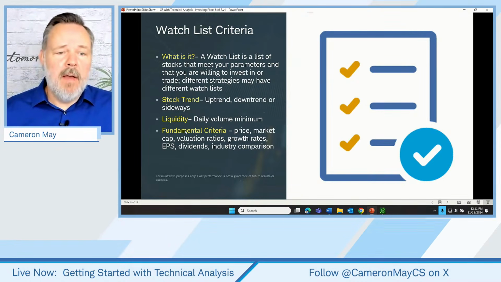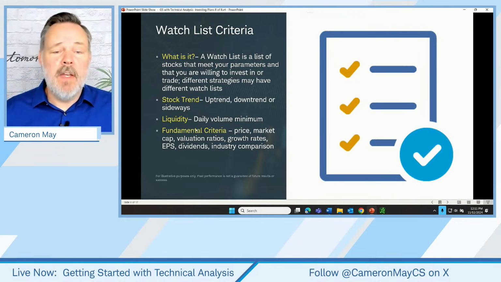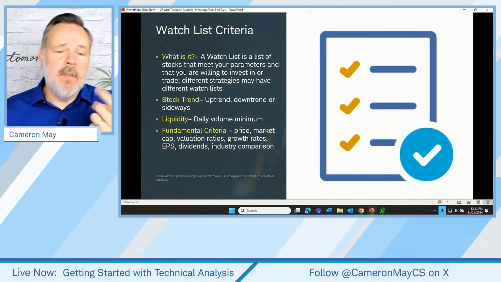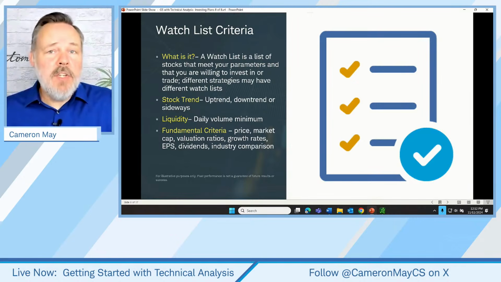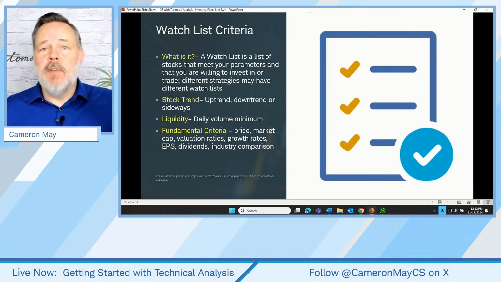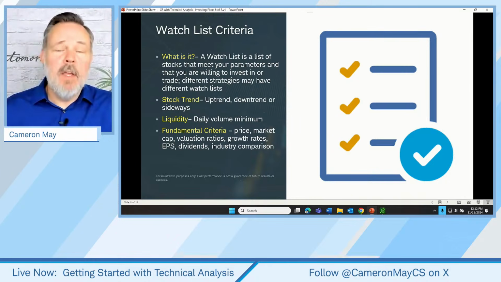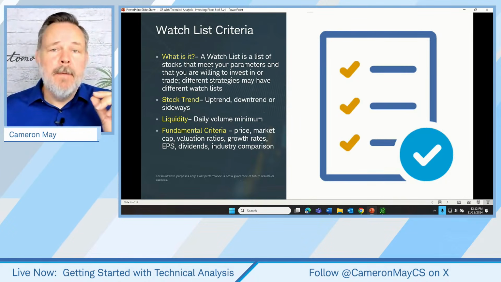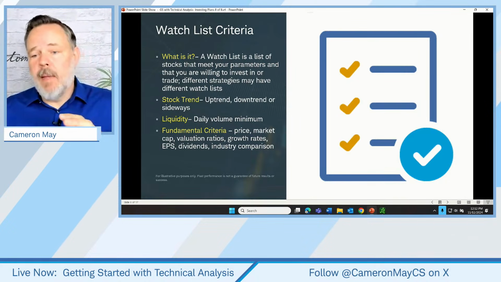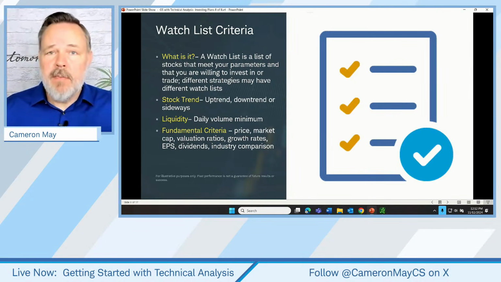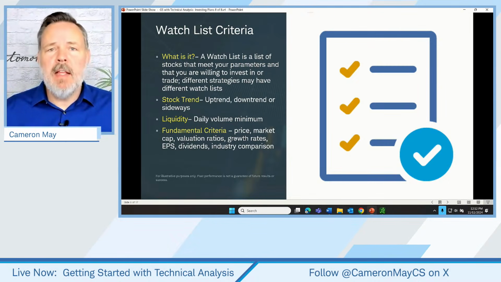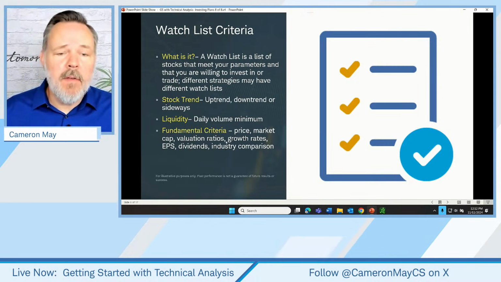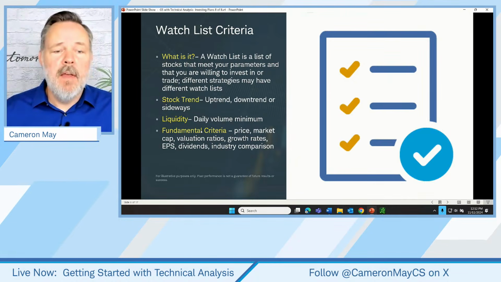And finally, among the watch list criteria are what we call those fundamental criteria, the company behind the stock. And this can include such things as the price, market capitalization or the size of the company, valuation ratios for traders who are trying to look for underpriced securities, growth ratios or rates for those that are looking for maybe more aggressive approaches to trading or investing, earnings per share, dividends, the industry strength or weakness, all of those can be elements of fundamental criteria.